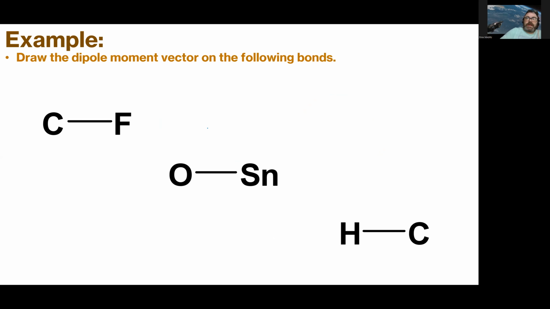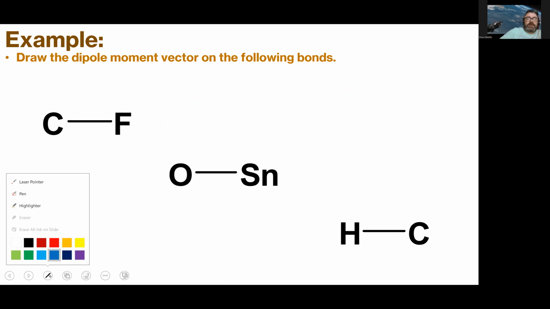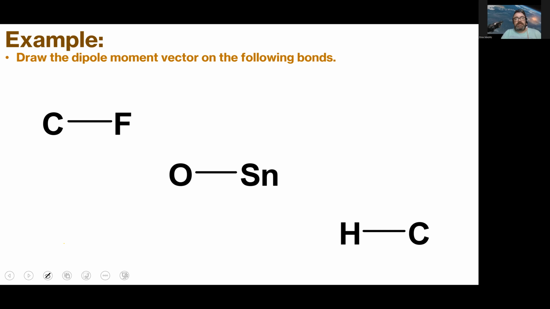Draw a dipole moment vector on the following bonds. So we have these bonds here. We want to draw dipole moment vectors. We have three options here. We're going to do all three examples. So we have carbon and fluorine. Remember, what's the most electronegative element? Fluorine. So our dipole moment vector should start on the carbon and point towards the fluorine.